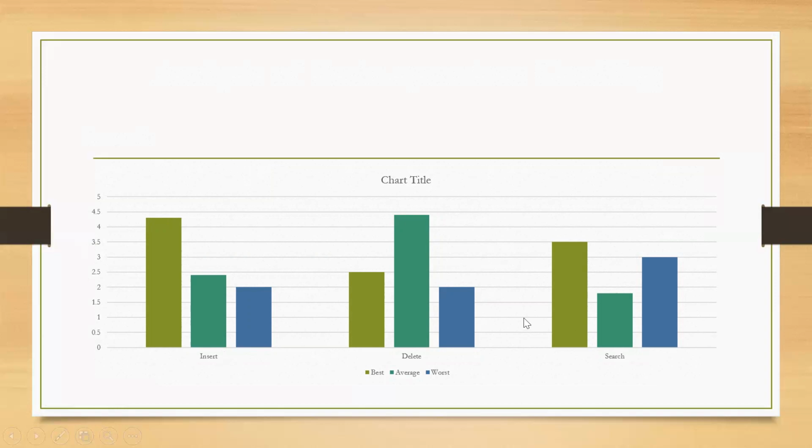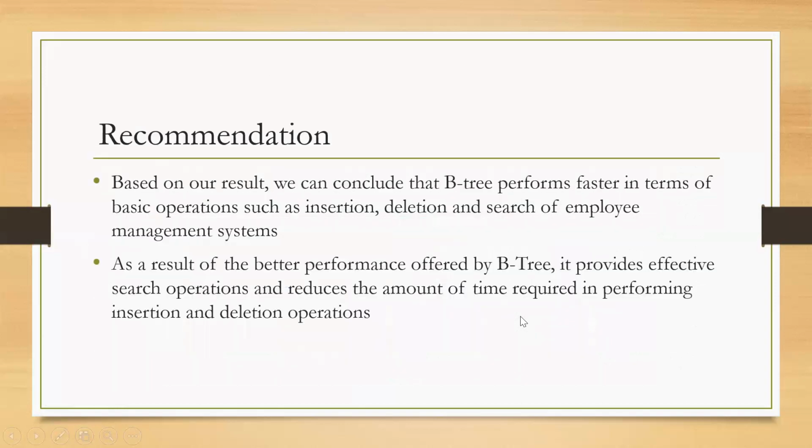Our recommendation is that B3 performs faster when it comes to basic operations for an employee management system, because of its efficient way of storing data, its efficient way of searching, and the amount of time it takes to search is also reduced. The amount of time it takes to delete is also reduced.